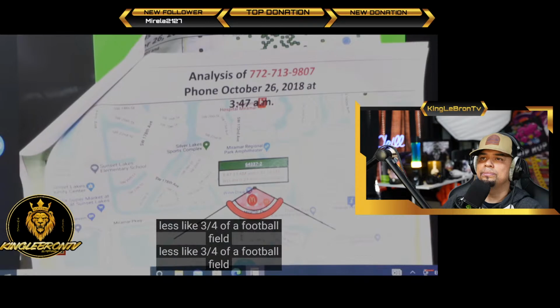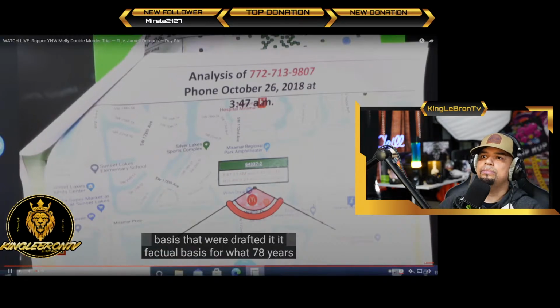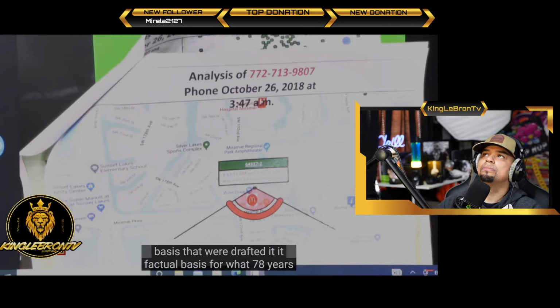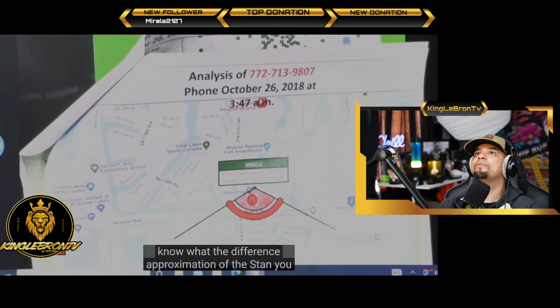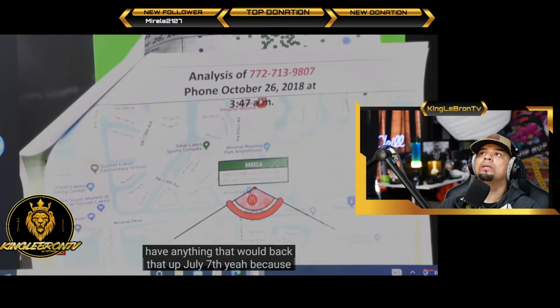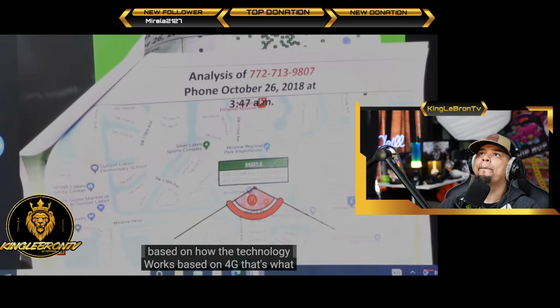And do you have any factual basis that would back that up? Factual basis for what 78 meters is? Yeah, the distance, the approximation of the span. Do you have anything that would back up why it's 78 meters? Because that's based on how the technology works, based on 4G. That's what the timing advance is. I mean, that's just what it is.